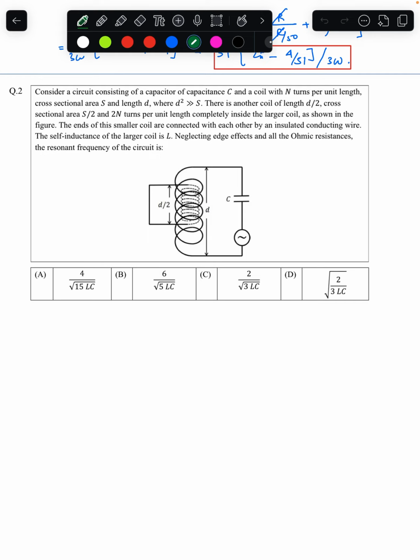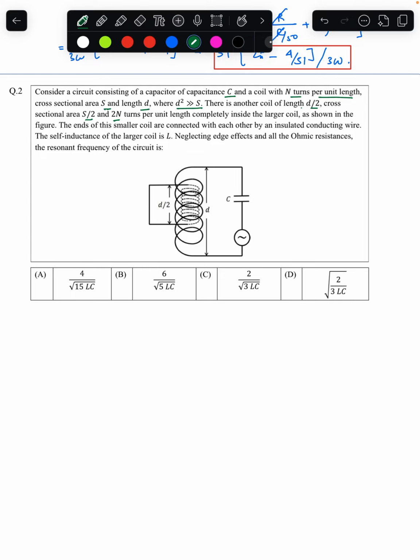So in this question they are mentioning that there is a circuit consisting of capacitance C, a coil with N turns per unit length, cross-sectional area S and length D, where D square is much greater than S. There is another coil of length D by 2, cross-sectional area S by 2, 2N turns per unit length, completely inside. So there is one coil inside another coil. So it's a classical example of coaxial coils.